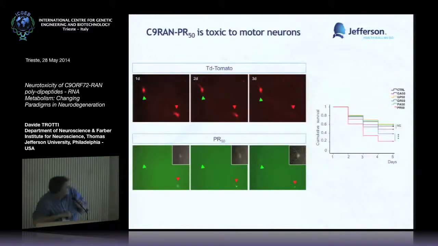Motor neurons behave the same. The toxicity of PR is similar to what we saw in the cortical neurons, but in this class of neurons, we also saw toxicity for GR50 compared to the others. The others are not toxic, but GR and PR50 are significantly toxic. And here it seems that the toxicity, again, correlates with the presence of aggregates.